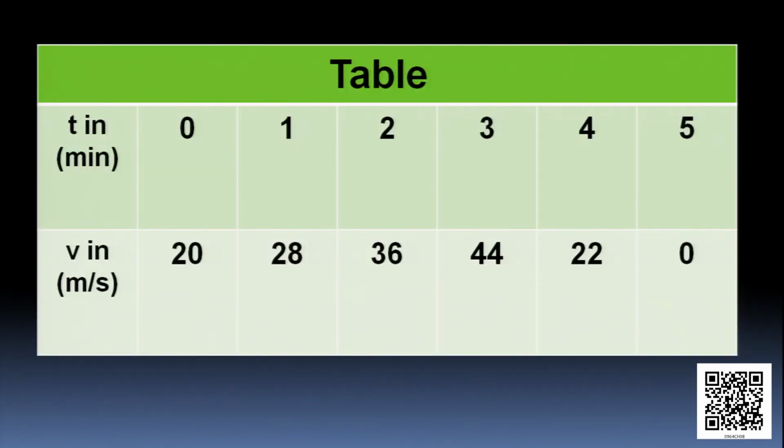So see the table. Time in the first row, velocity in the second row. Time is in minutes, velocity is in meter per second. At time 0 minutes, velocity is 20 meter per second. At time 1 minute, velocity is 28 meter per second. Then at time 2 minutes, the velocity is 36 meter per second. Time 3 minutes, velocity is 44 meter per second. Time 4 minutes, velocity is 22 meter per second. At time 5 minutes, velocity again 0.